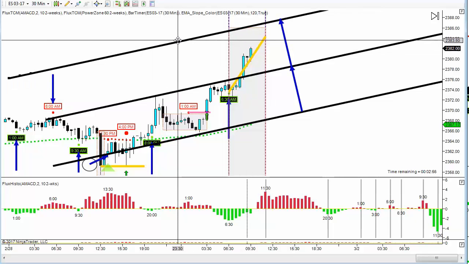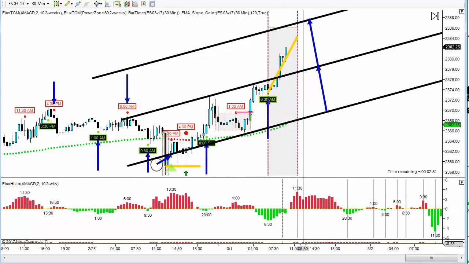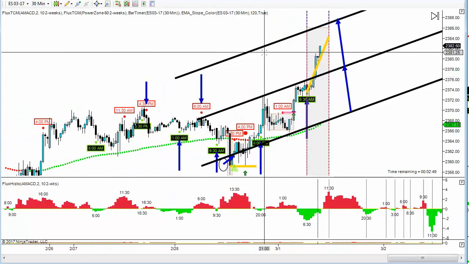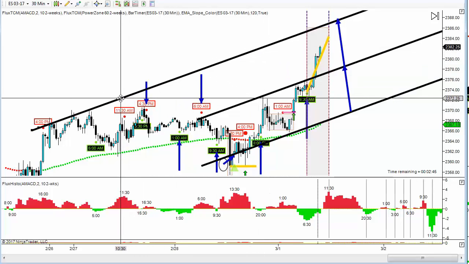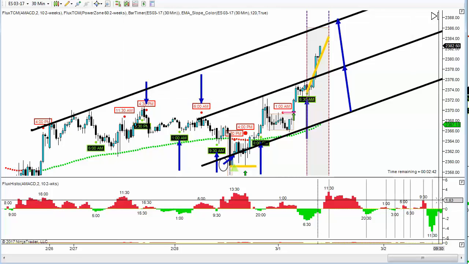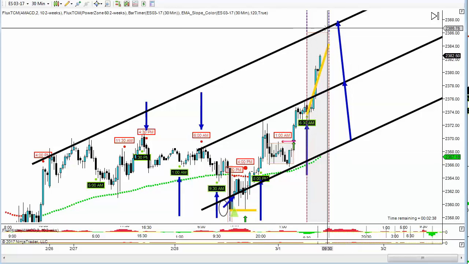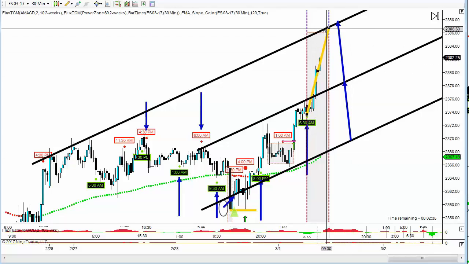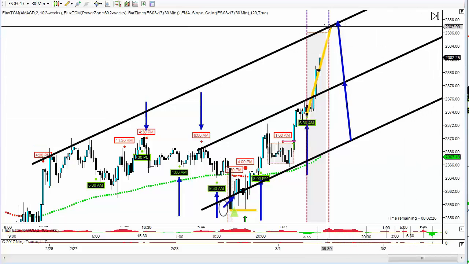It looks to me like they're headed... Tracy, would you agree with me? Using that technique I just used? It looks to me like they're headed up here. That puts us at 2386 to 87.